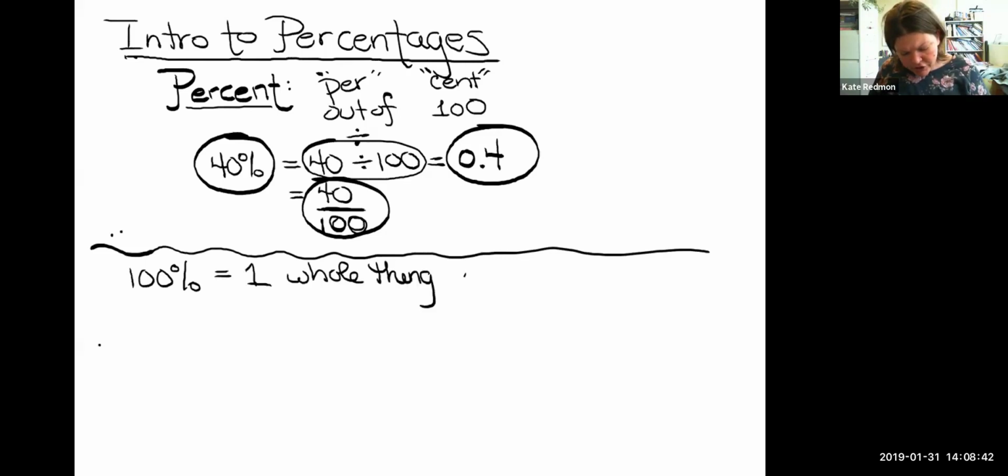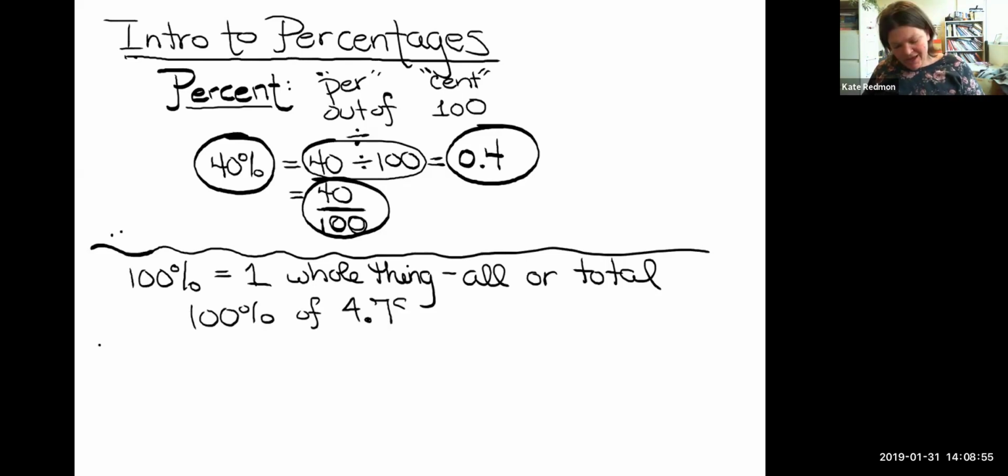It's all or total. So it makes me a little sad when, on, for example, the old TABE test, students would get this problem and have no idea how to answer it. It tells me that we might have learned a lot of math computations in my class, but you really missed the boat on what percentages mean if you can't tell me what 100% of 4.78 is. Well, what does 100% mean? It means all. It means the whole thing. It means I want all of 4.78. So what's all of 4.78?